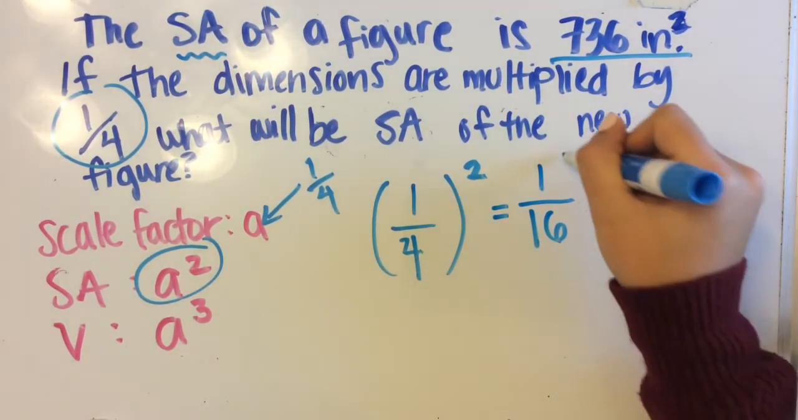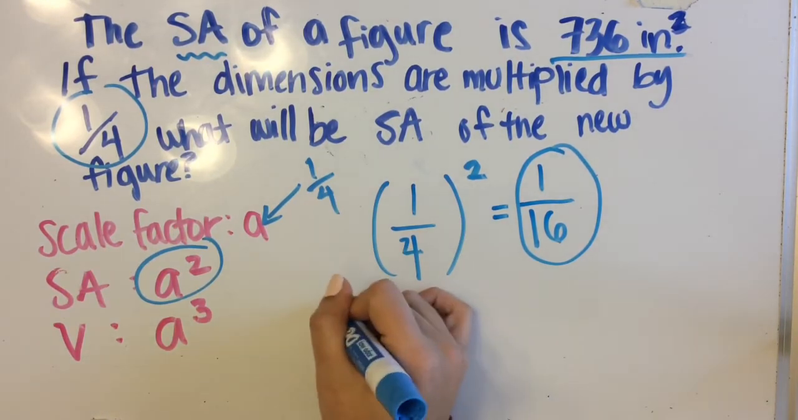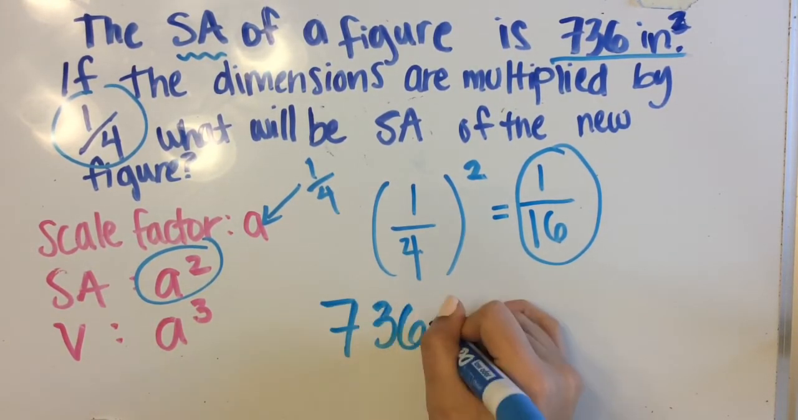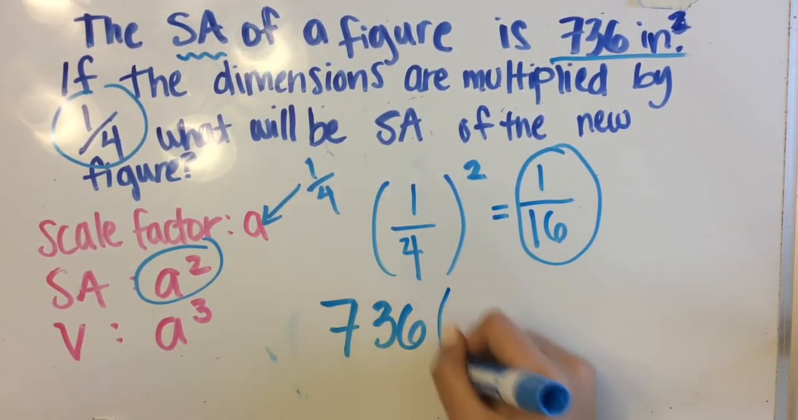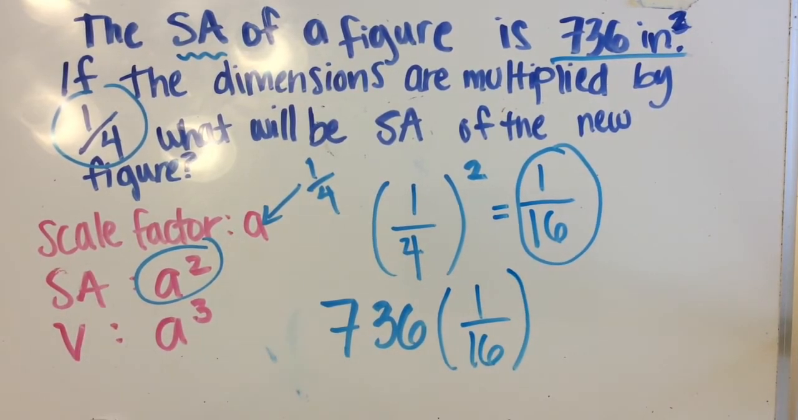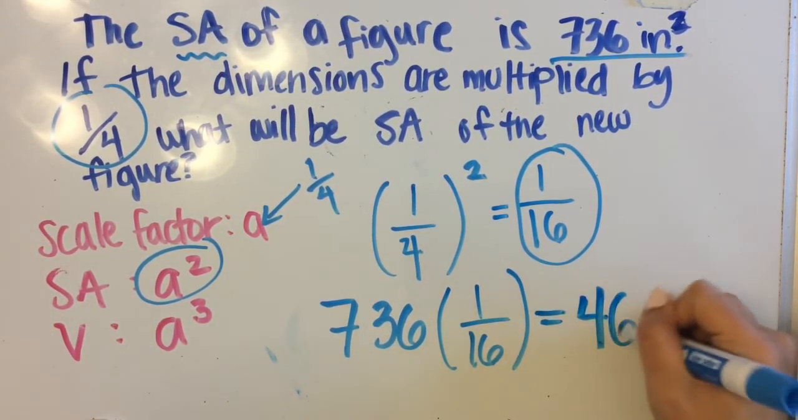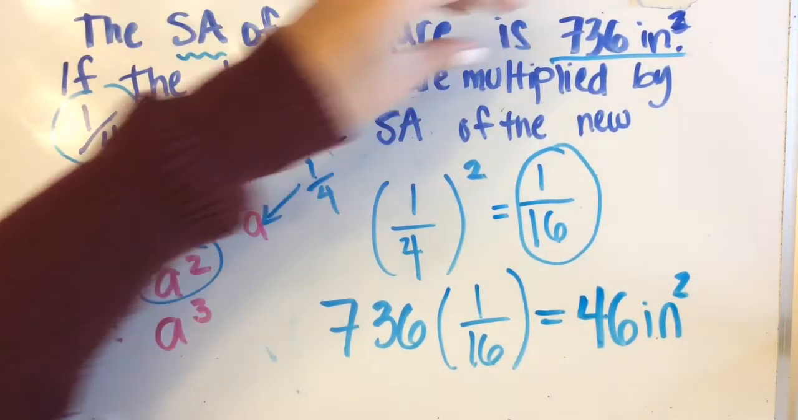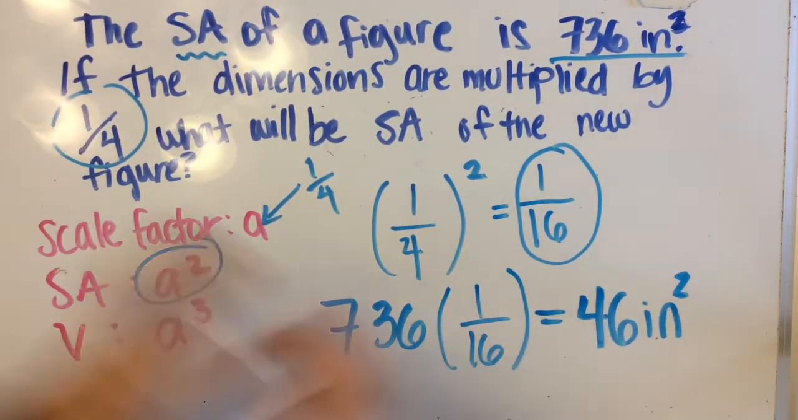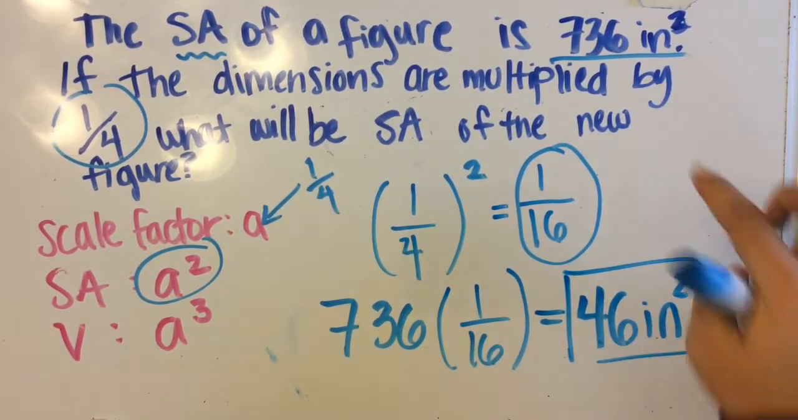So now I'm going to multiply this new value to my scale factor to find out what my new scale factor will be. So 736 inches squared, I'm going to multiply that by 1/16. My new scale factor ratio. Okay, and if you plug this into your calculator, you should get 46 inches squared, which makes sense, right? So if you're turning a figure and you're making it 1/4 of the size, that means you're shrinking it, okay, then the new surface area should be smaller than the old surface area.